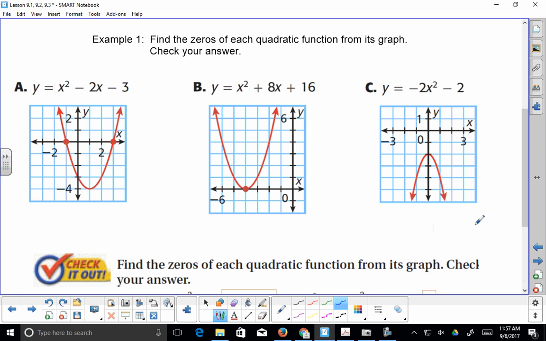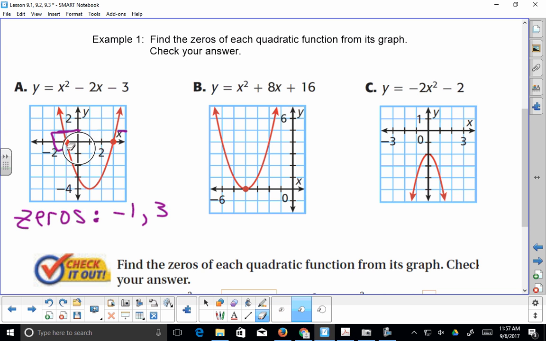For letter A, this graph crosses the x-axis in two places. So we say that the zeros are at -1 and +3, where they cross the x-axis.